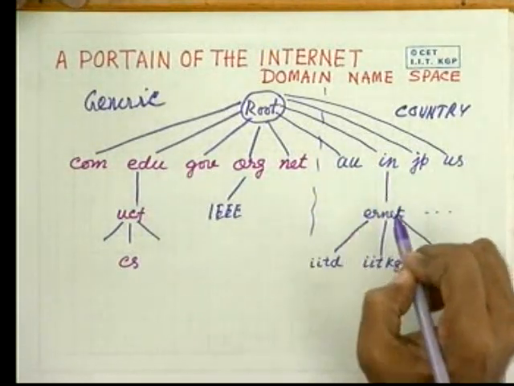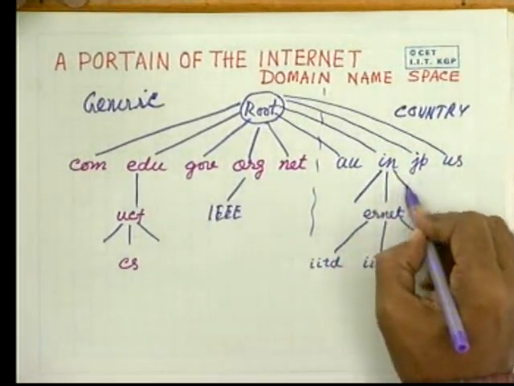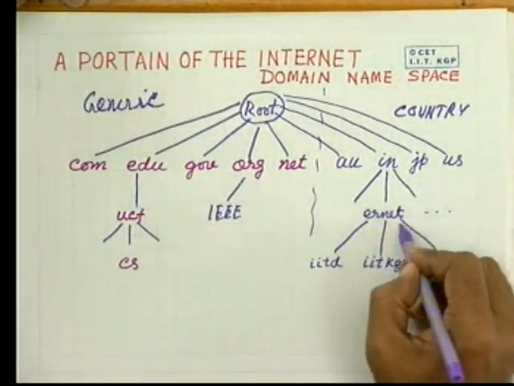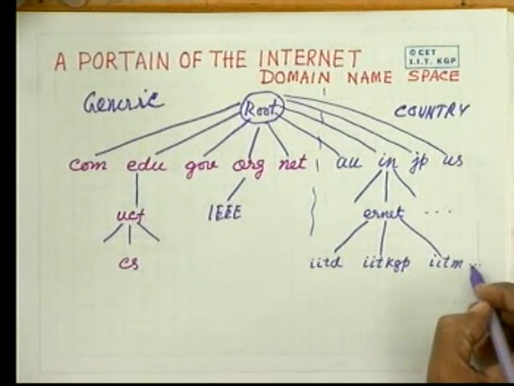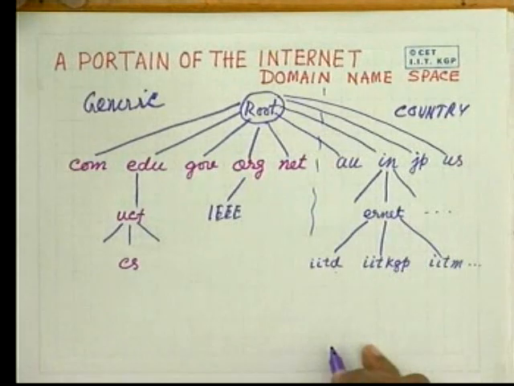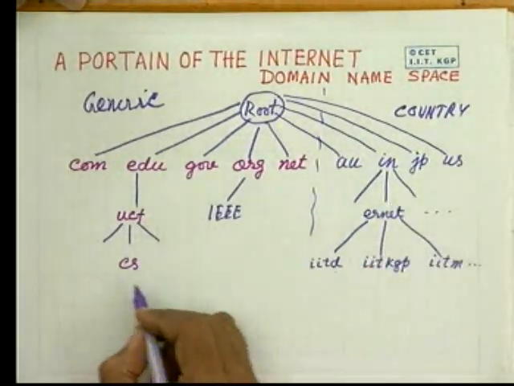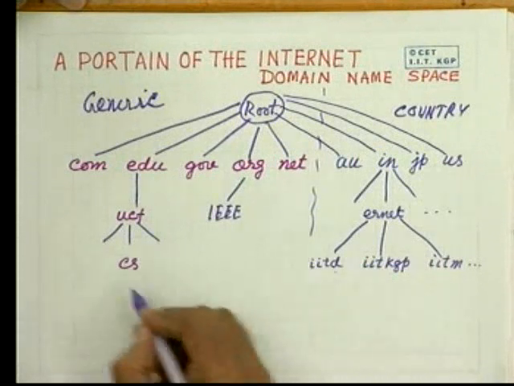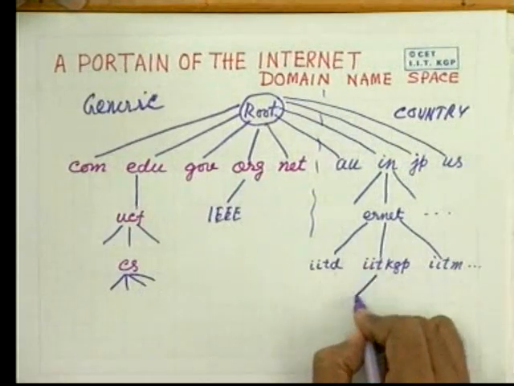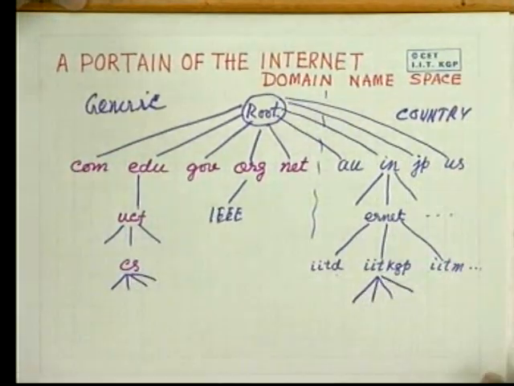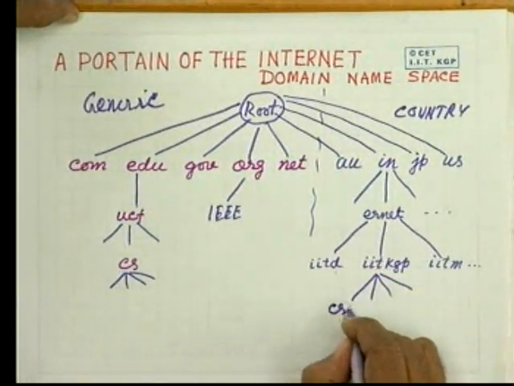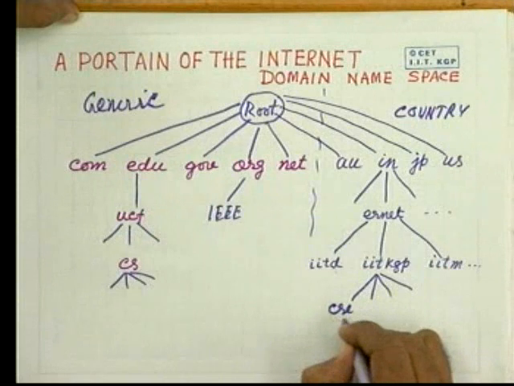Similarly, look at India. Under India, you can have several subdomains, and one of them is EarNet. And under EarNet, you can have different institutions like IIT Delhi, IIT KGP, IIT Madras, and so on. In this way, under CS, it can have a number of systems and users connected to it. Under KGP also, a number of users can be connected to it. And here, for example, I am a user under CSE, and CSE is another system.